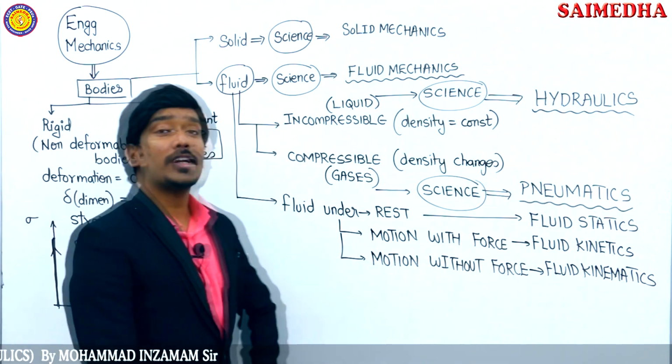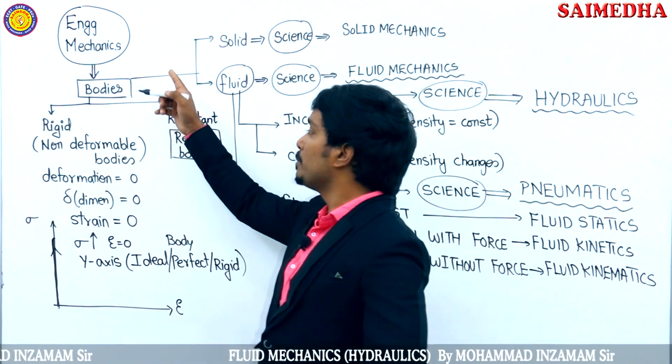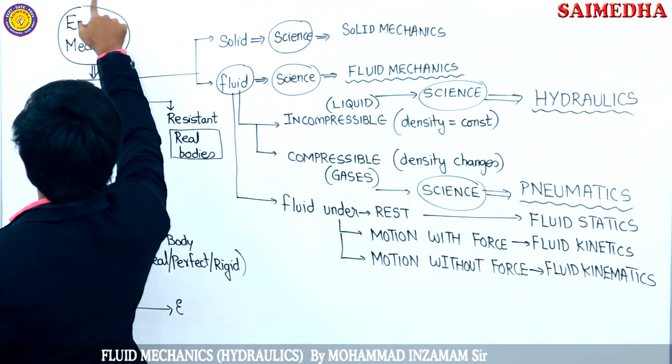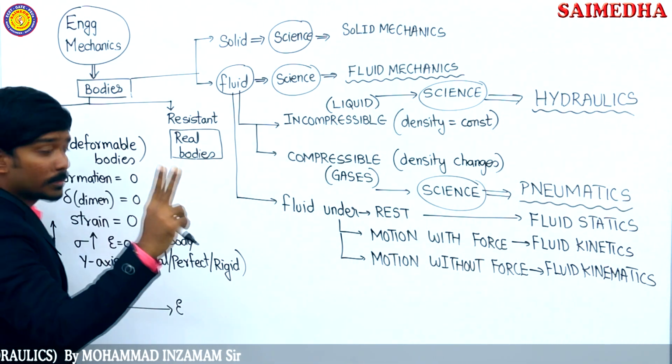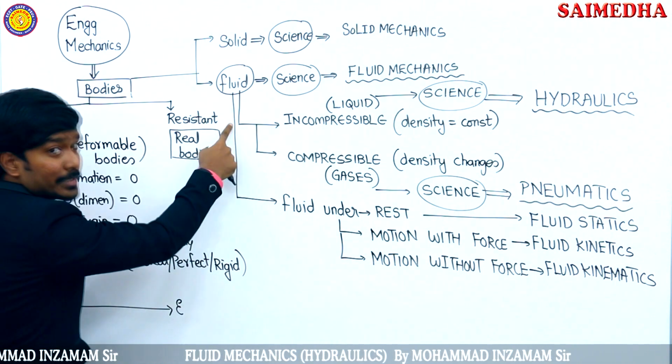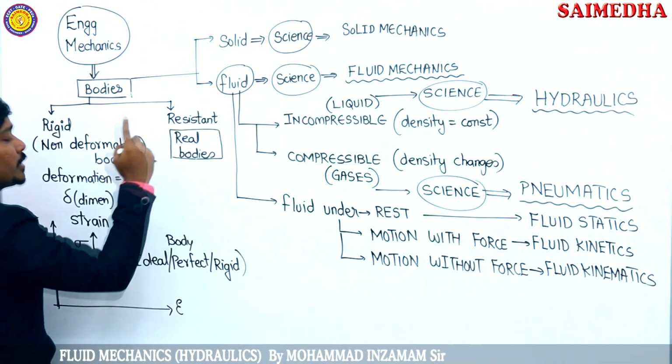One more time, let's try and remember, guys. First science is engineering mechanics. Engineering mechanics is a science which deals with the behavior of bodies. Bodies are classified into two types. What are they? Rigid bodies and resistant bodies.